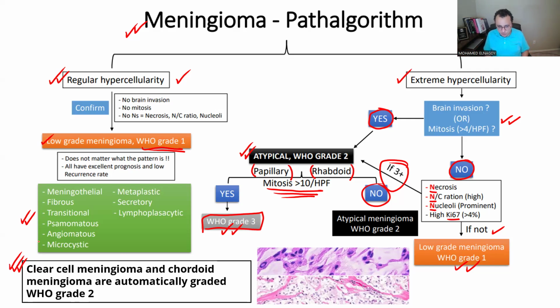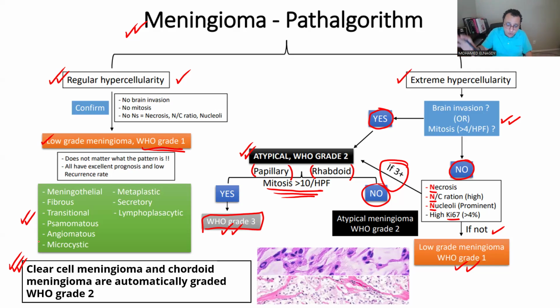It's clear cell meningioma and chordoid meningioma. I will show them to you later, and they qualify automatically as WHO grade 2. But it's believed that this classification will go away in the new WHO classification, and they will just base it on the brain invasion and the mitotic rate and the molecular, rather than saying that this pattern automatically qualifies as WHO grade 2. Or like when you see rhabdoid, it's automatically WHO grade 3. No more. I don't believe that this is gonna change very soon.